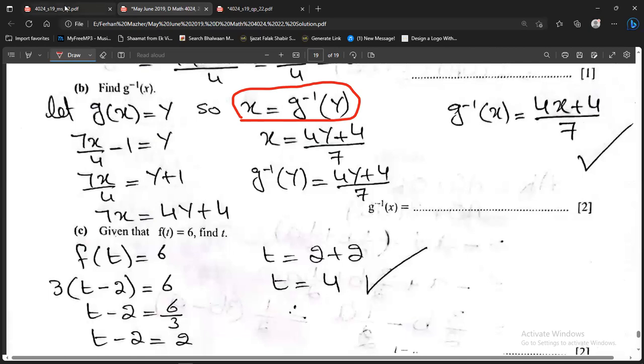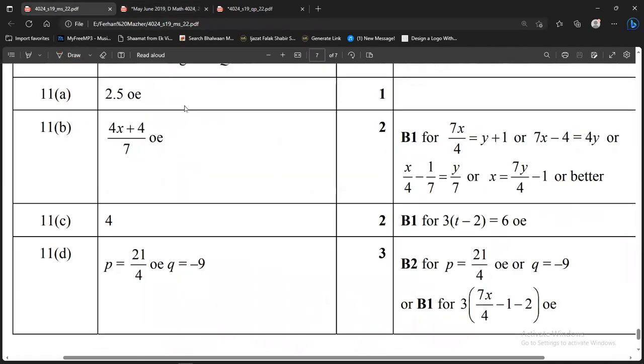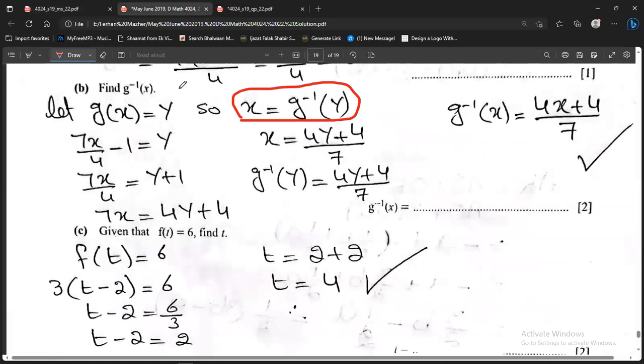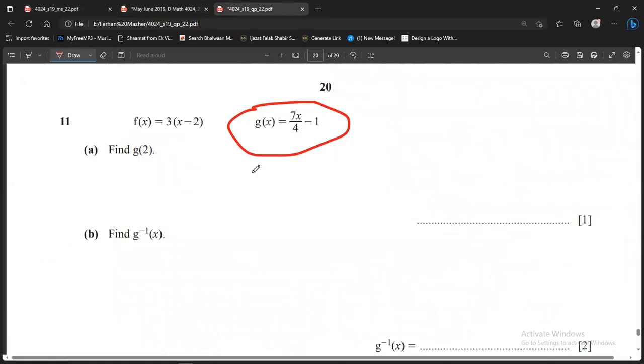So this is how you find the inverse of this. Our answer is right, sir. This is how this is done, and it's a very famous question, frequently coming in the paper.